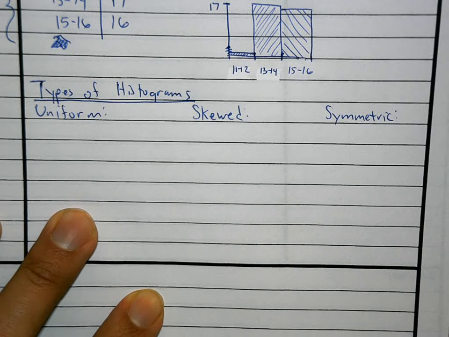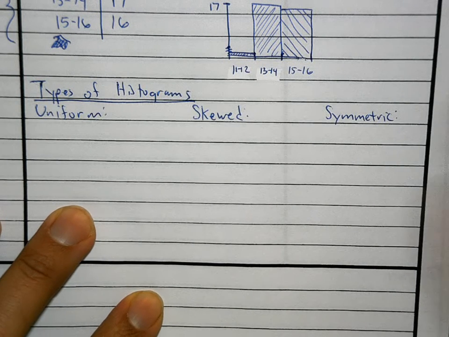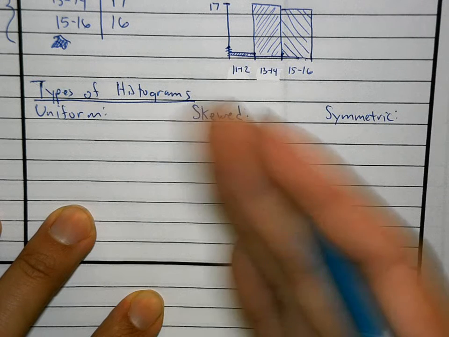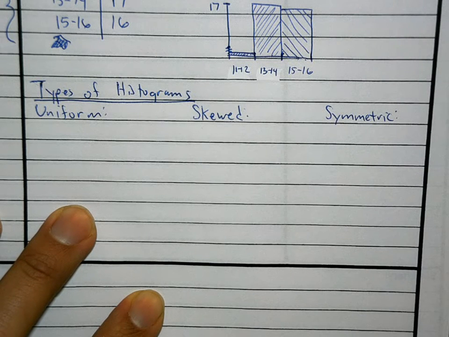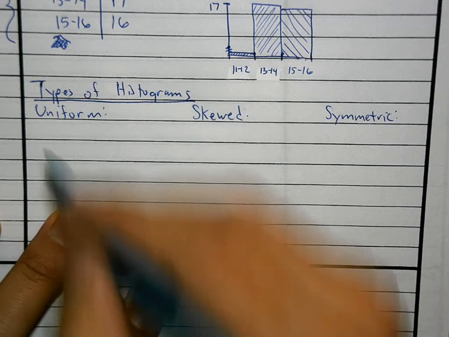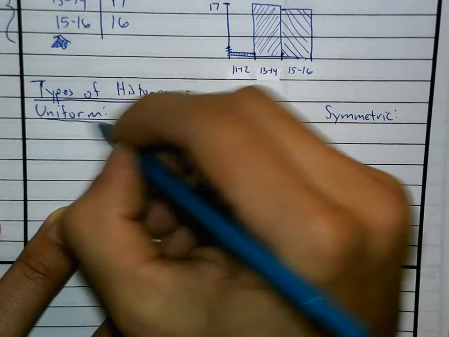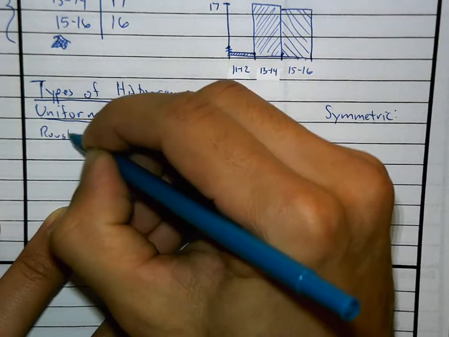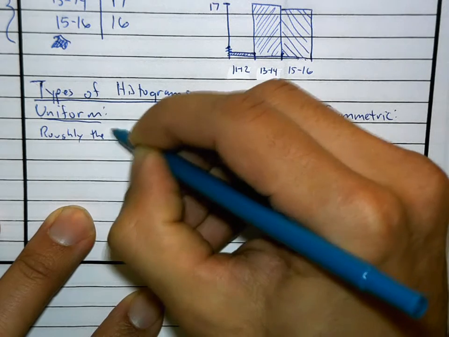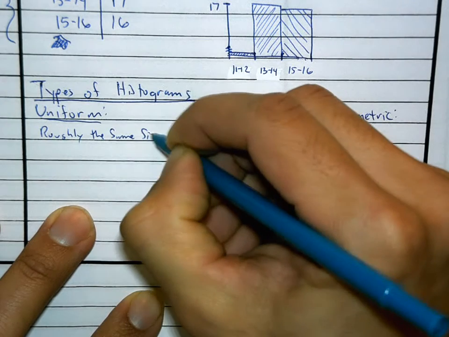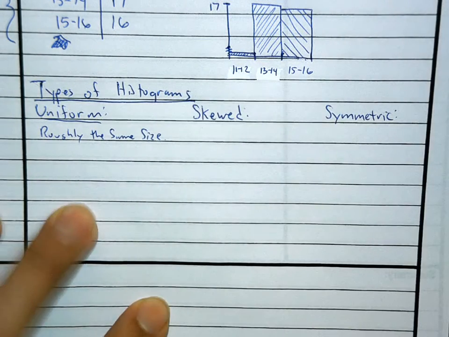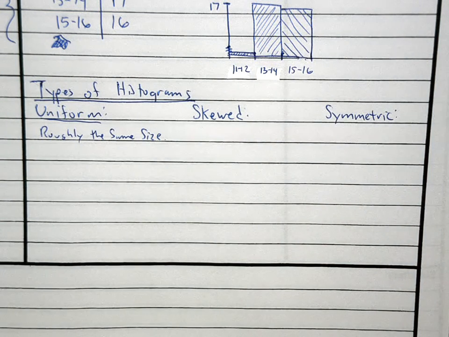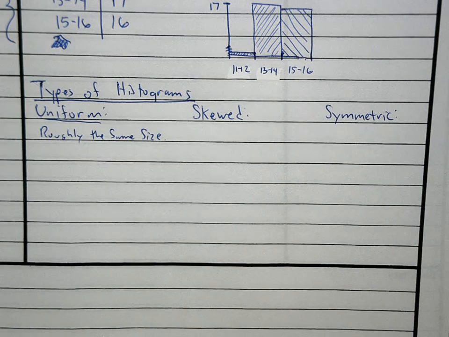Sometimes we are going to ask you, is the data uniform, skewed, or symmetric? And you're going to have to decide. So uniform is when it's roughly the same size. Roughly the same size. I'll give you an example.